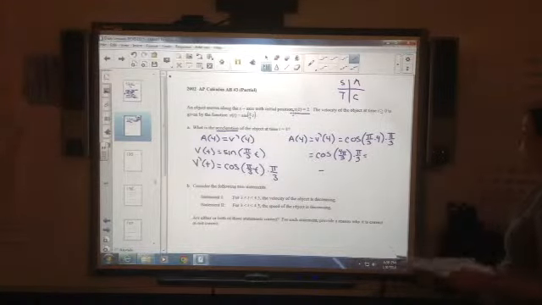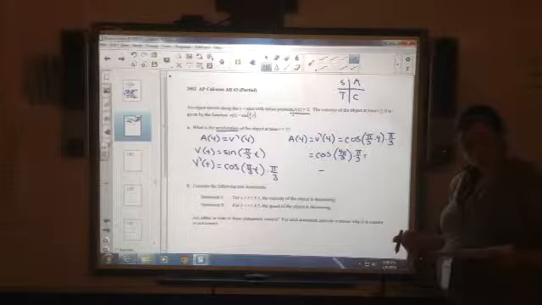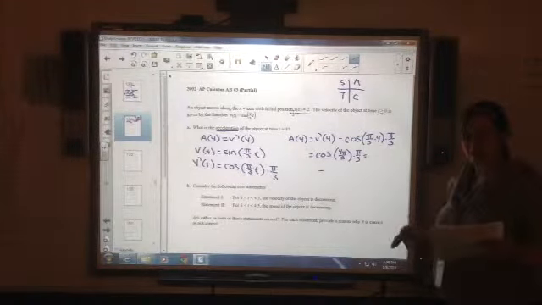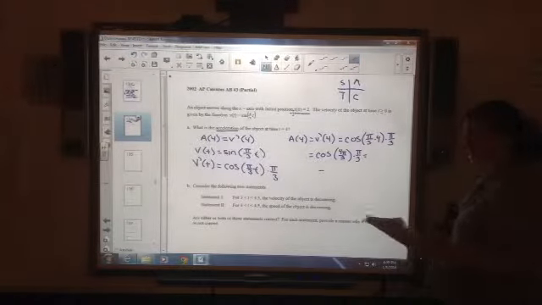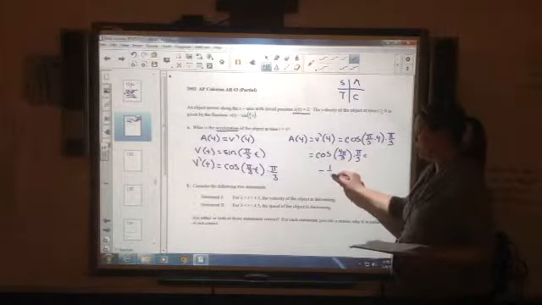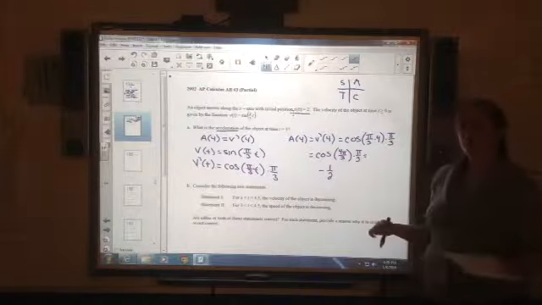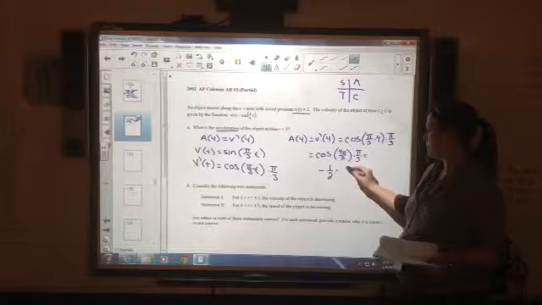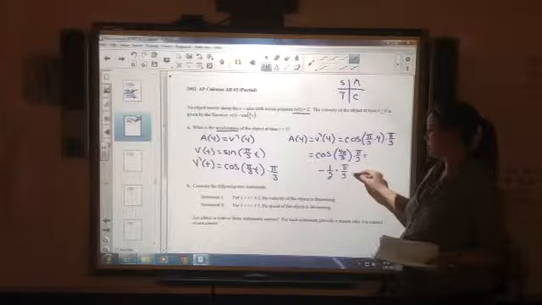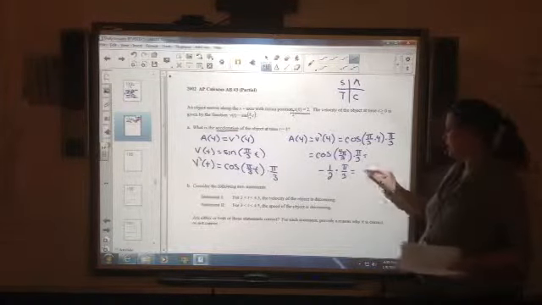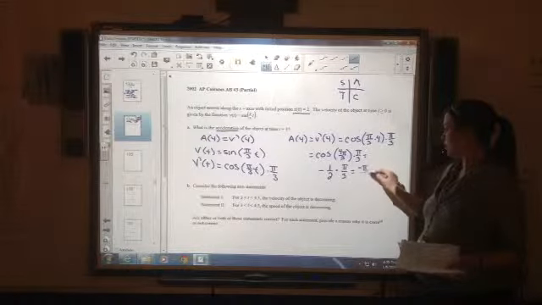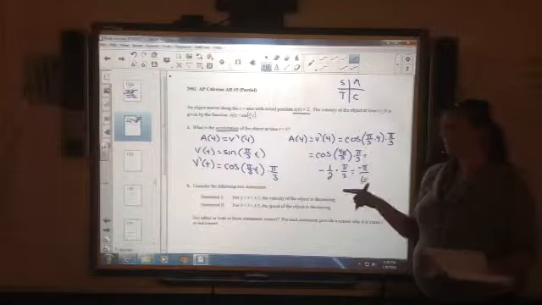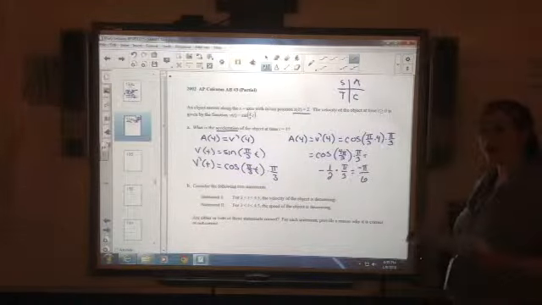And if you know cosine of pi over 3, did I say that right? Cosine of 4 pi over 3 is going to be negative 1/2. Again, we said it was negative. Hopefully you stopped the video if you needed to take some time and figure out that this is 1/2 times pi over 3. I'm going to simplify this to get negative pi over 6. So the acceleration at time t equals 4 is negative pi over 6.